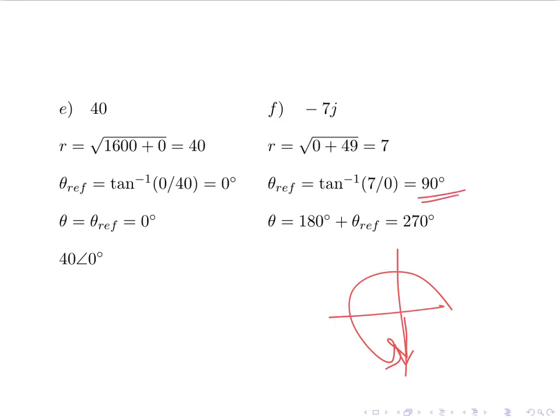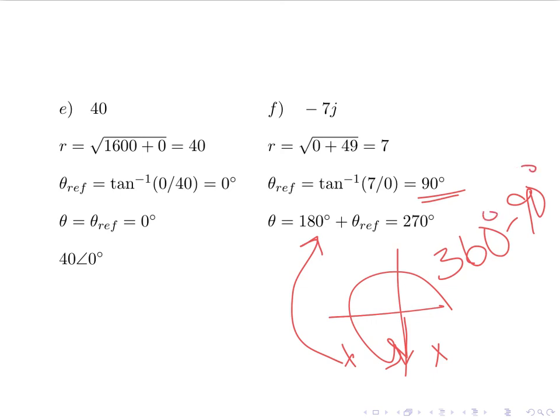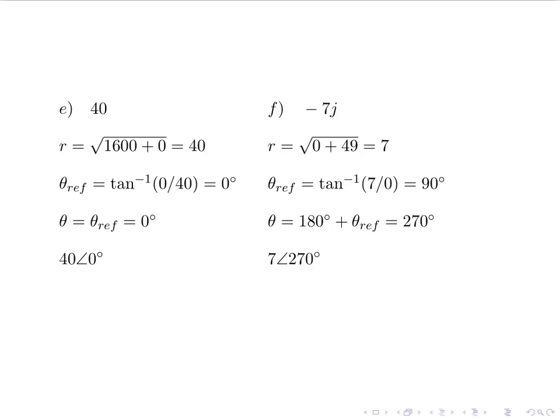Or I can use the reference angle being 90, and I can think of it as being in quadrant 3, in which case it'd be 180 plus the reference angle. So 180 plus 90 is 270. Or I could think of it as being in quadrant 4, where it would be 360 minus 90, which is also 270. So again, there's a couple ways I can think of it, but it all leads me to 270 degrees. So I have a distance or a length of 7 and an angle of 270 degrees.